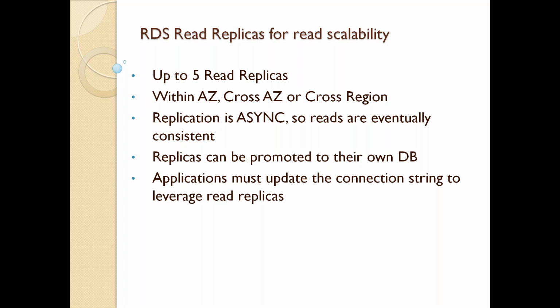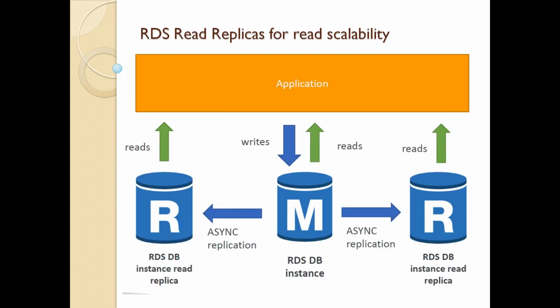Replicas can be promoted to their own DB. Suppose there is some issue with the master, one of the read replicas can be promoted to the master as well, and it can take the writes. But the only thing you need to make sure is that our application needs to change the connection string wherever we are reading the data, and wherever we are writing the data, we need to change the connection string to point to the master. So this is how it happens, right?